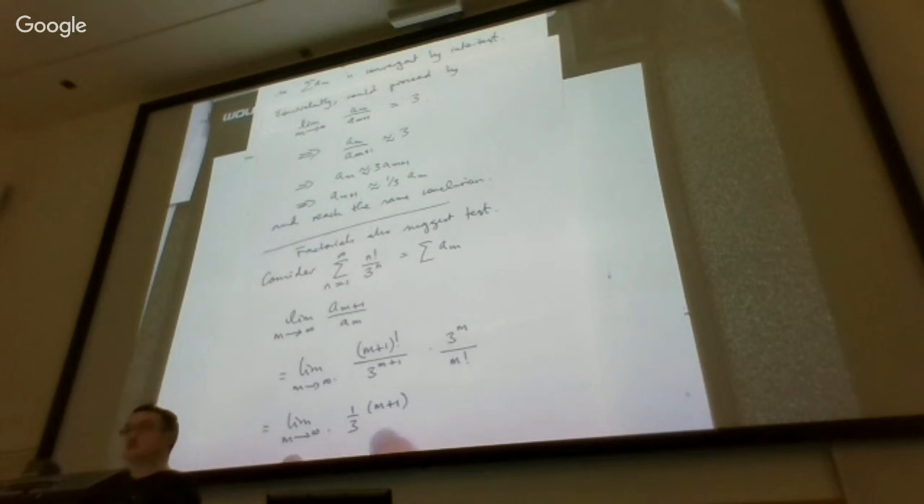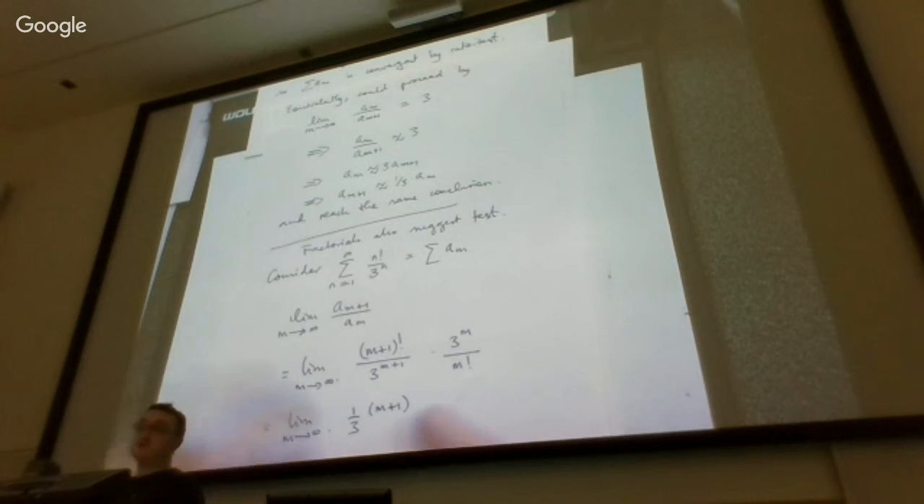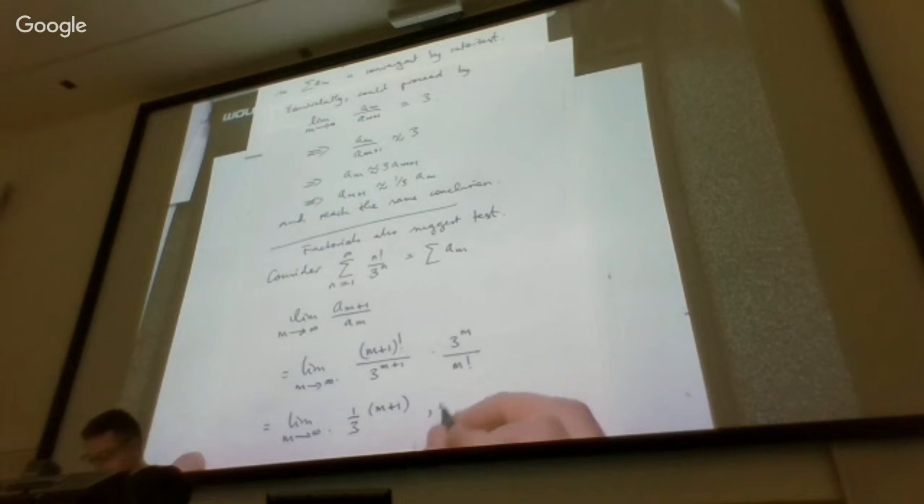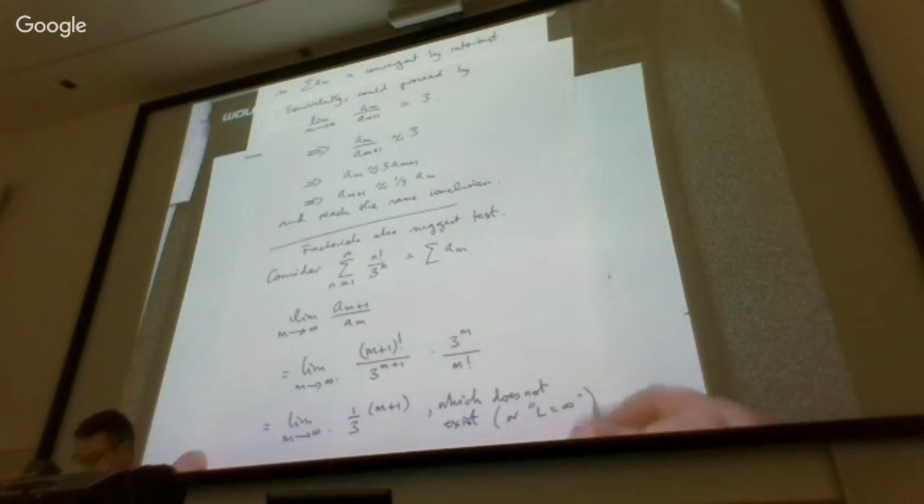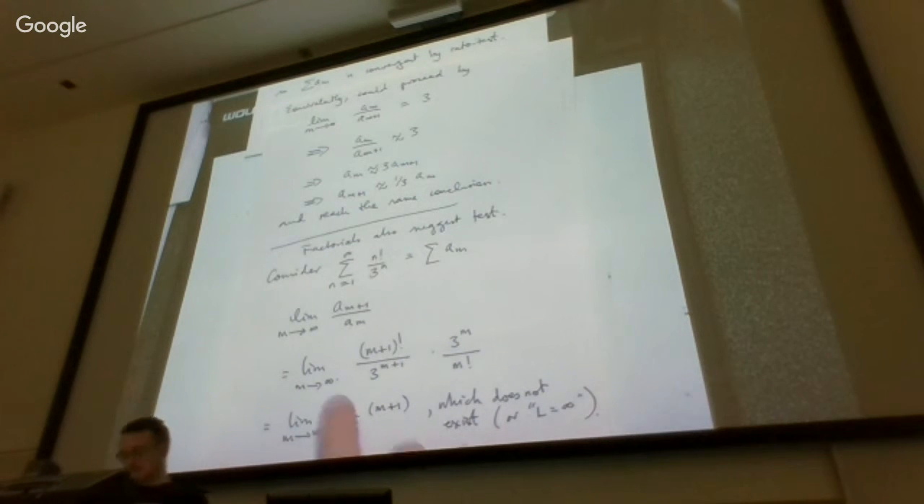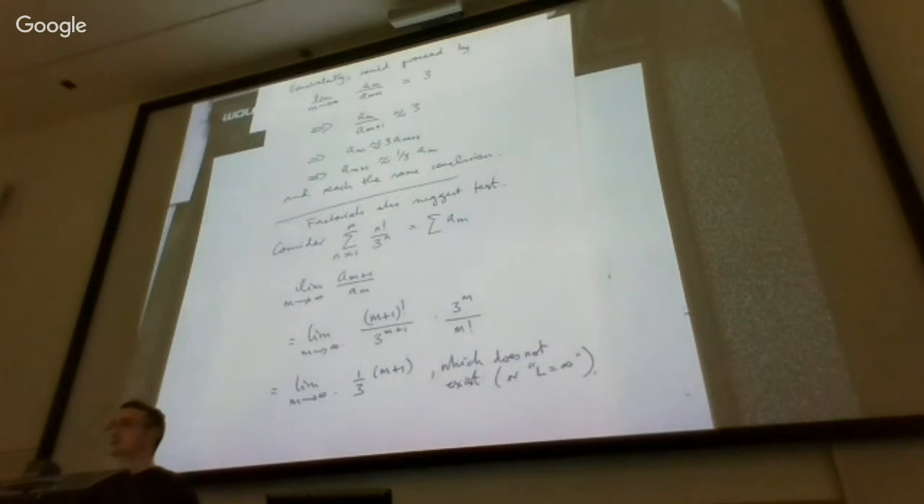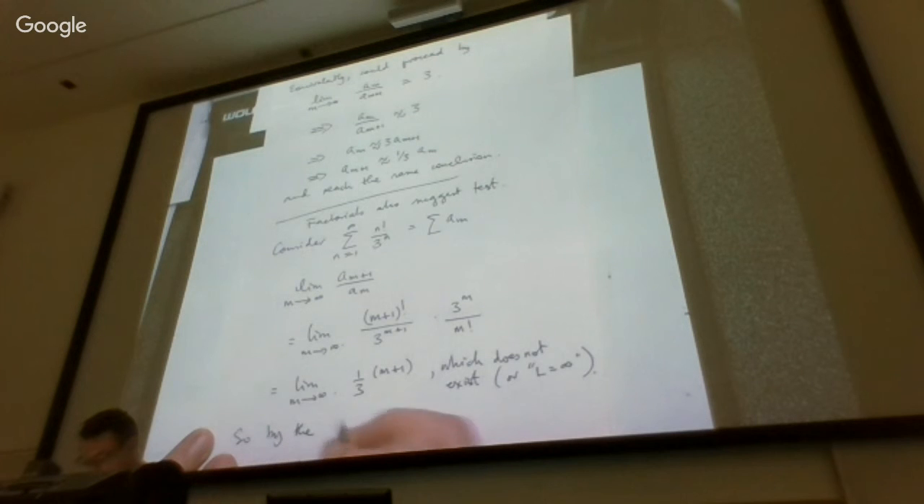That doesn't have a limit, okay? So a third of n plus 1 is increasing without any bound, which means this limit does not exist. Or you can say, informally, the limit is infinity, because it's getting larger and larger without any upper bound. And so by the ratio test, this is divergent. The sum of n factorial over 3 to the power n then is divergent.